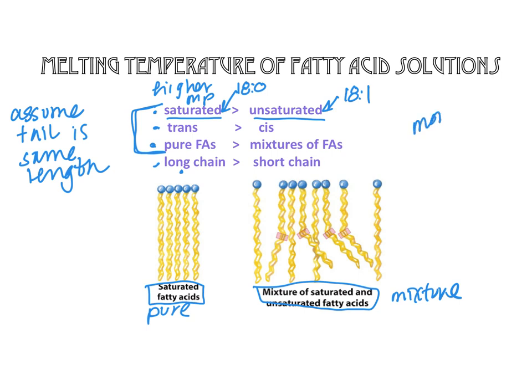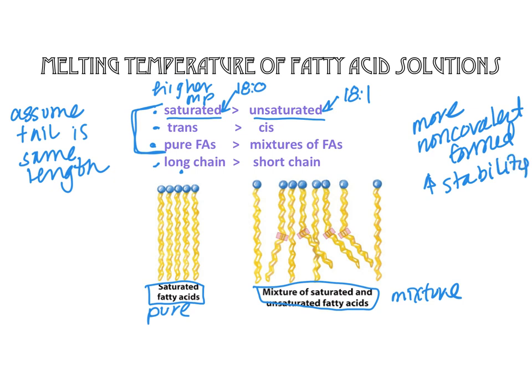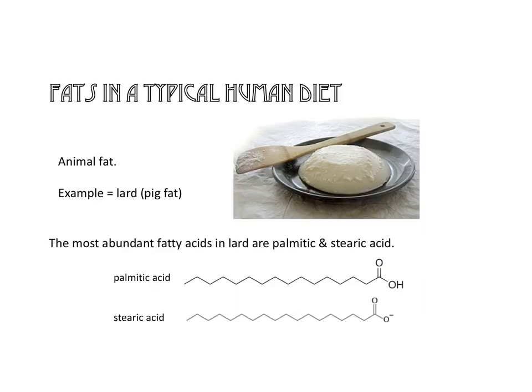And if you remember, the more non-covalents formed, that will increase the stability. And if you're thinking in terms of thermodynamics, this is a negative delta H, which then contributes to a more negative delta G. So the more non-covalents that you form, the higher the stability, and that contributes to a negative delta H, which helps get you to a more negative delta G. So those are sort of the basics of fatty acids, their structures, their symbolic notations.